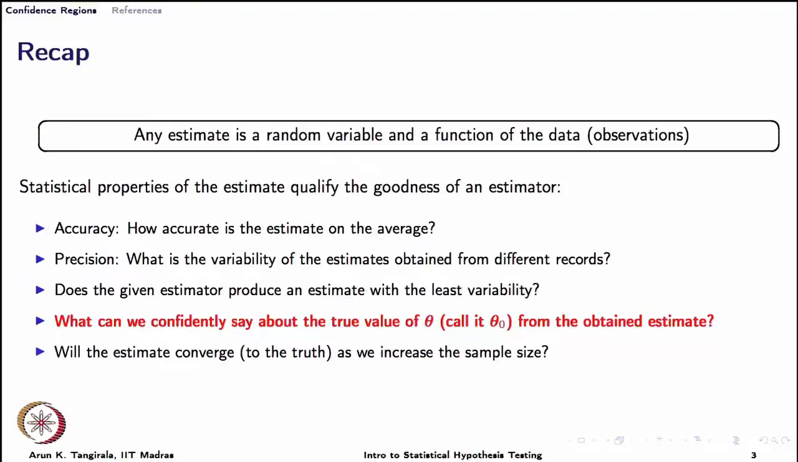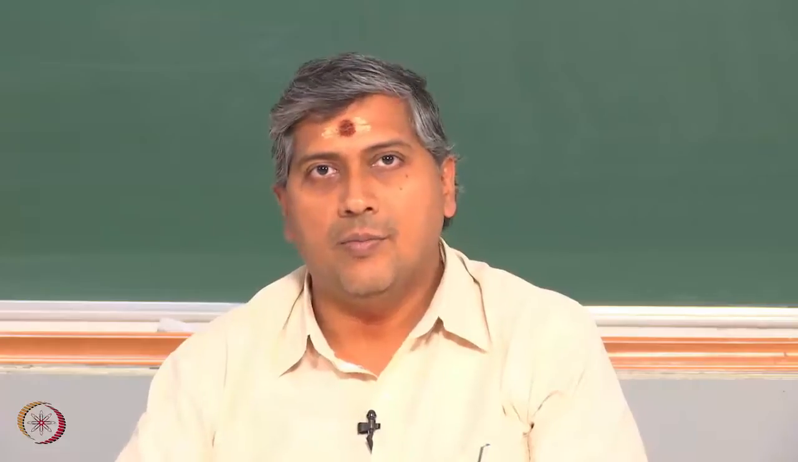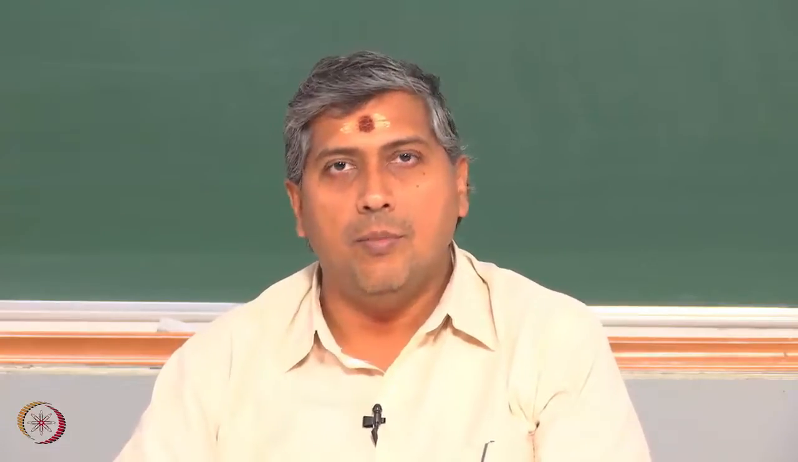In this lecture, we will be interested in this question that we had raised earlier as well: what can we confidently say about the truth once we have obtained an estimate? As an example, I want to estimate the mean of some random process, random phenomenon, and I collect data, that is, I take a random sample and compute the sample mean. But the sample mean will give me some value. From there, what can I say about the truth?